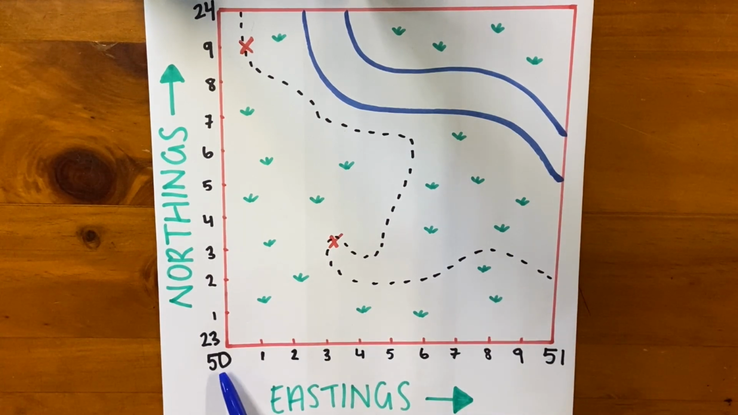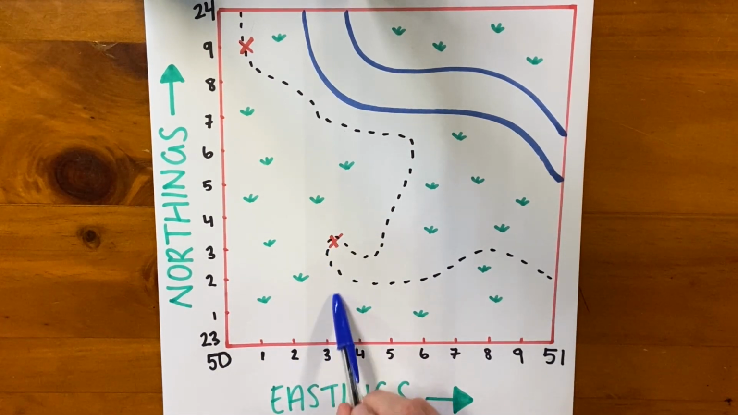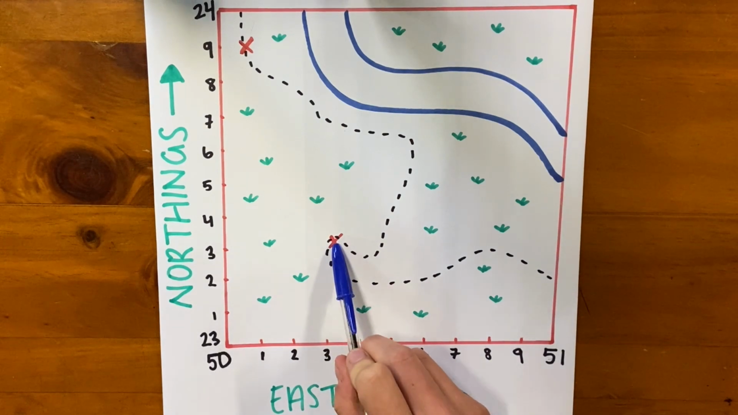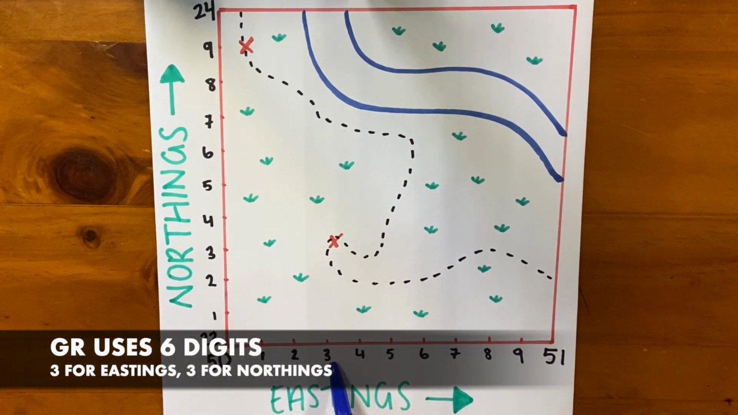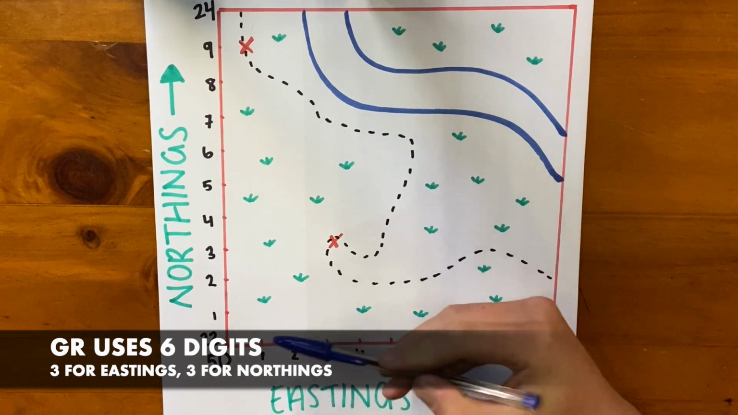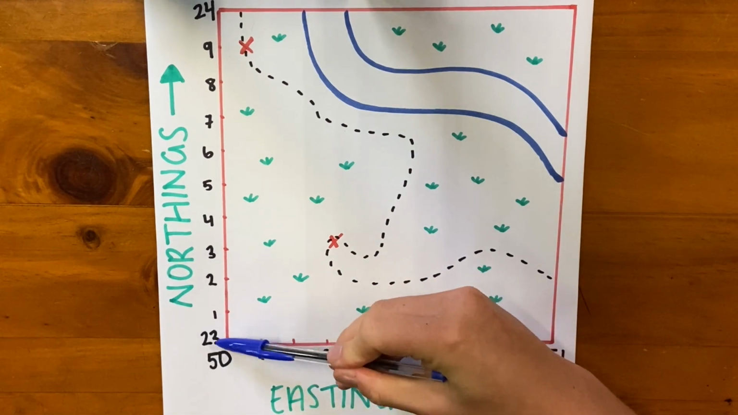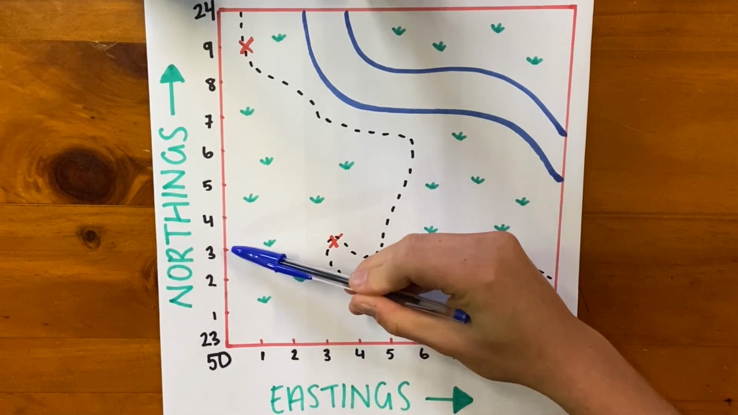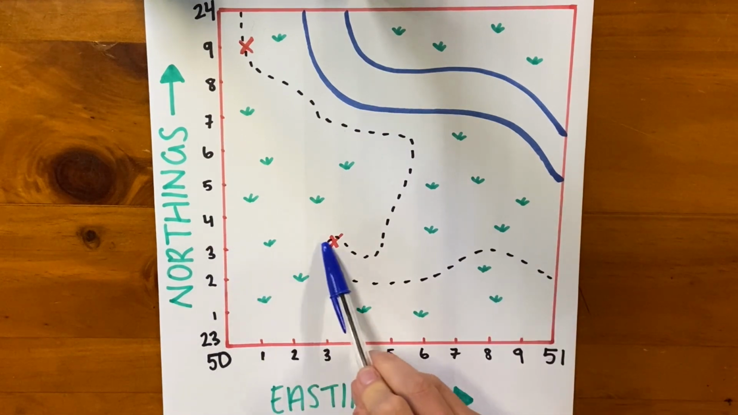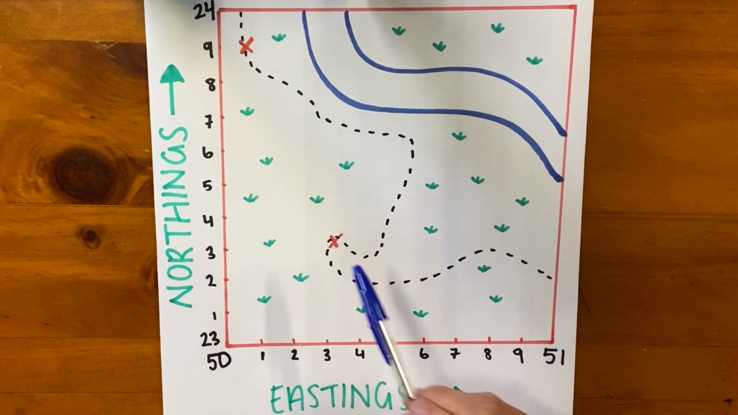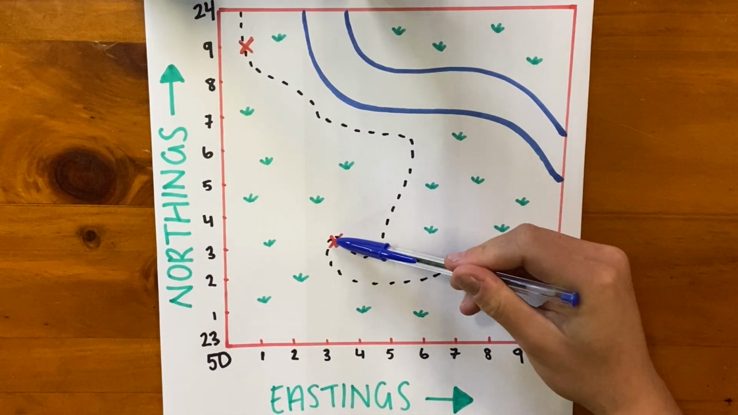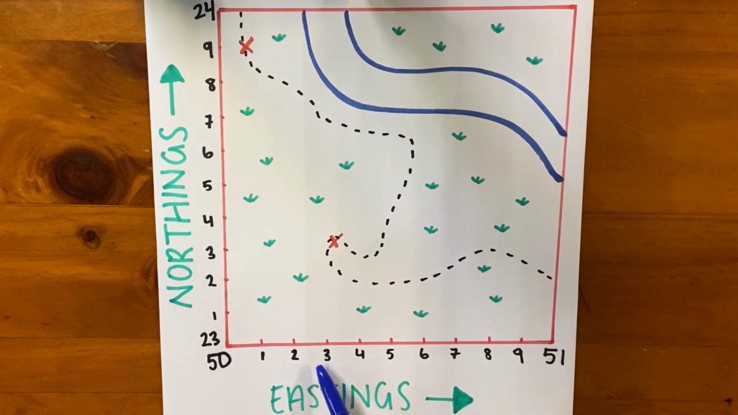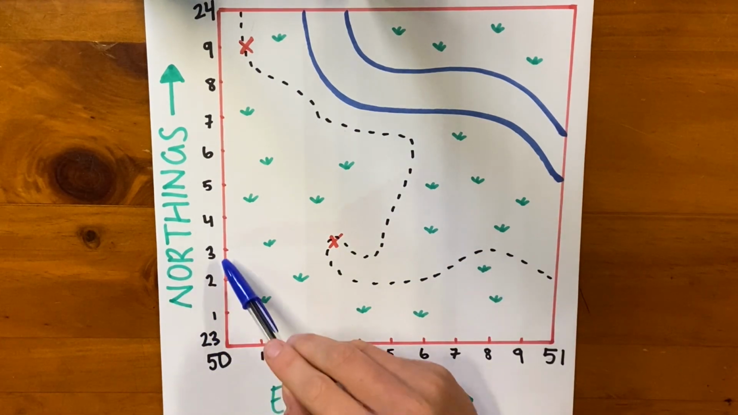So if we're going to crawl first, we're going to go 501, 502, 503. That lines up pretty well with that X right there. So our eastings grid reference is 503. Then we're going to walk, and we're going to start from 23. We're going to go 231, 232, and 233. I reckon that lines up pretty well with that X too. So our total grid reference for that location would be 503, 233.